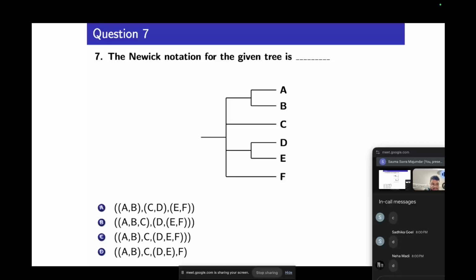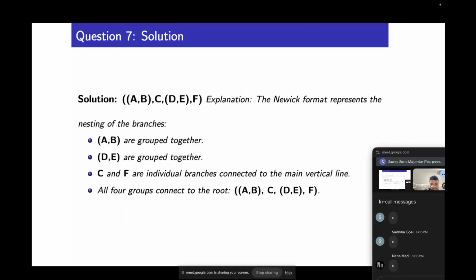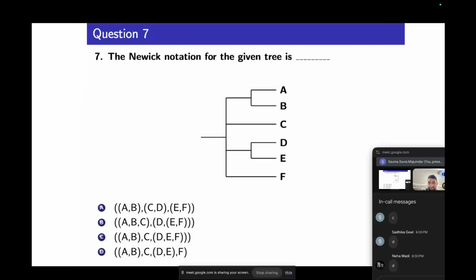Yeah, that's correct. In parentheses you have to write the elements that are clustered together. So A and B should be in parentheses. C is not connected to anything directly, so C is outside. D and E are again connected, and F is again disconnected. So option D is the correct one.